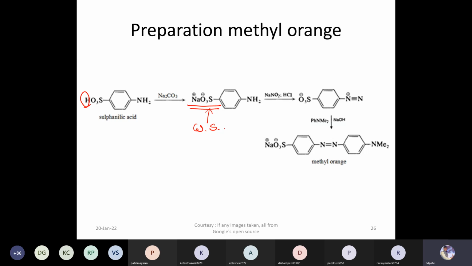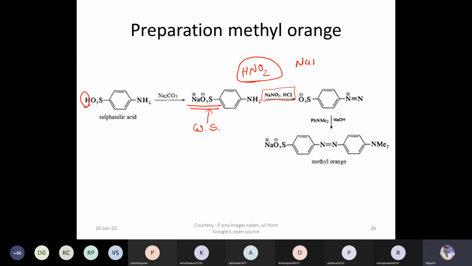Now for the diazotization step, what do we require? We require nitrous acid, HNO2, but nitrous acid is not available in the lab. So how can we prepare nitrous acid during the reaction? For that we have to use NaNO2 plus HCl.